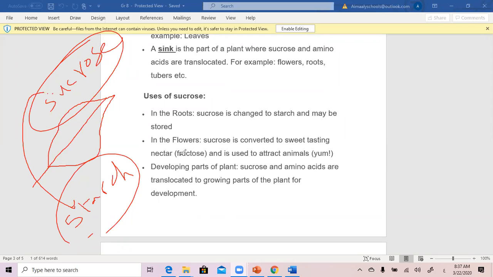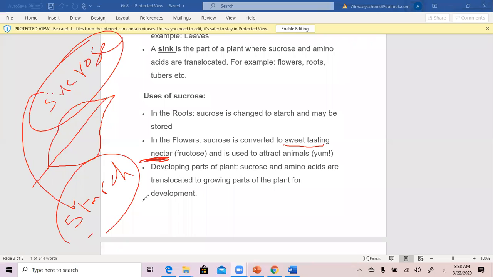So now, the saccharose here changes to starch. In the flower, saccharose is converted to sweet-tasting nectar. It's called fructose. Okay? It's called what? Fructose. This is called fructose now.